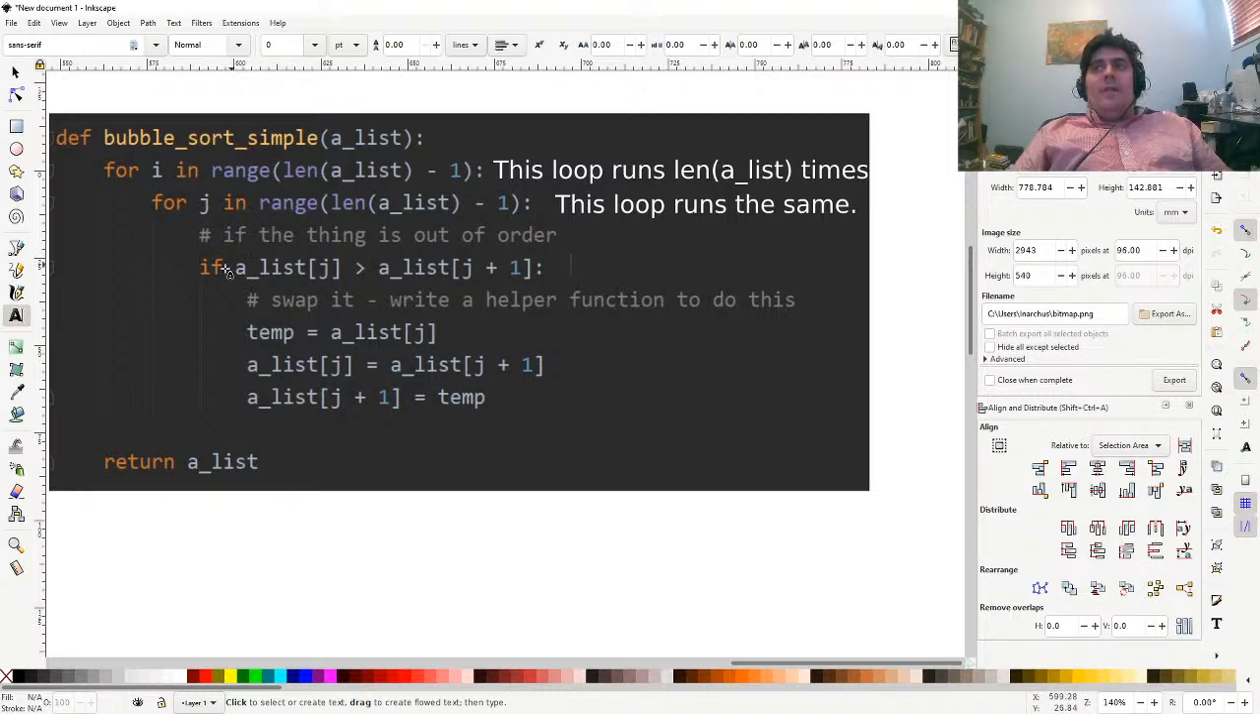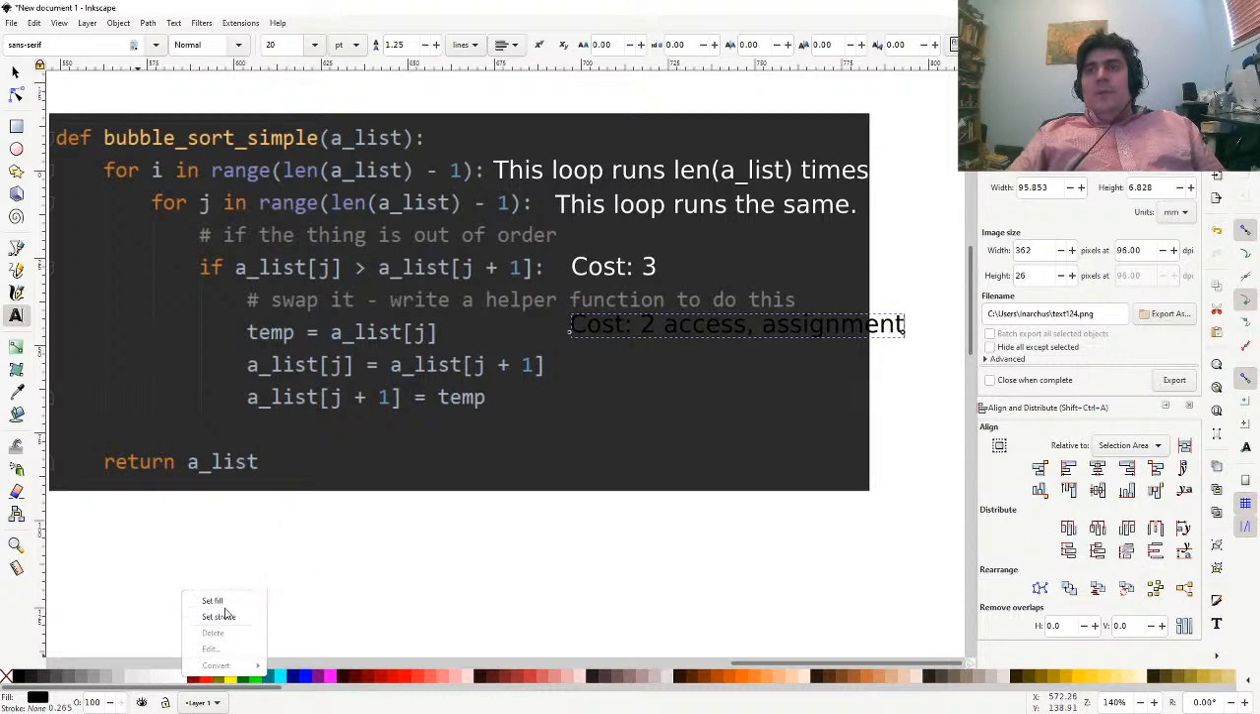And so then finally, what's the cost of this line here? So we see that this is an A list J and an A list J plus 1. And so we're accessing two array elements. So basically the cost, let's say the cost here is 2, right? And maybe it's, say, 3 for the comparison, right? You have to do 2 accesses in a comparison. Let's say that the cost here is maybe 2, right? Because it's an access and then an assignment. So, right, access, assignment. So that's say a cost of 2, maybe.